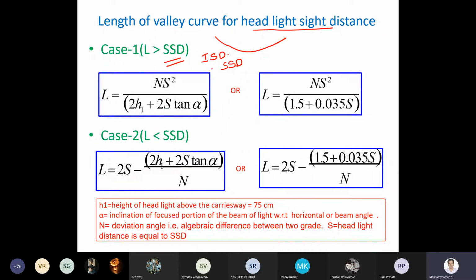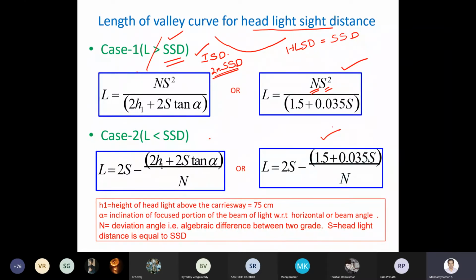For the SSD, when we multiply by 2, you get the intermediate sight distance. But when it comes to the headlight sight distance, which is nothing but the safe stopping sight distance, the same assumption we are taking: length is greater than SSD. So we have the equation with respect to the deviation angle and the stopping sight distance. If it is satisfying that assumption, then it is fine. If it is not satisfying, then you can go for the second one, which is the revised equation.